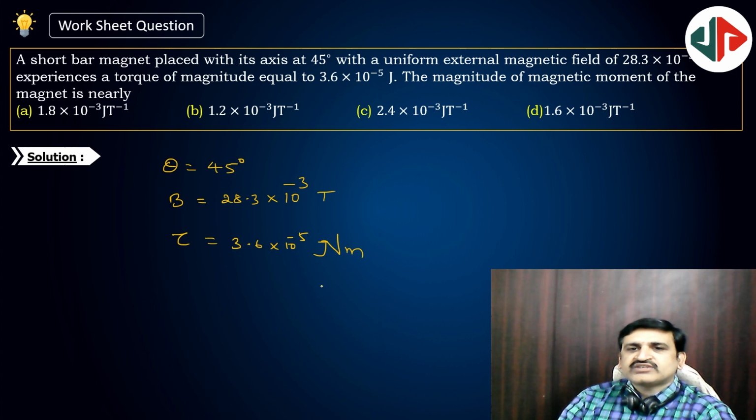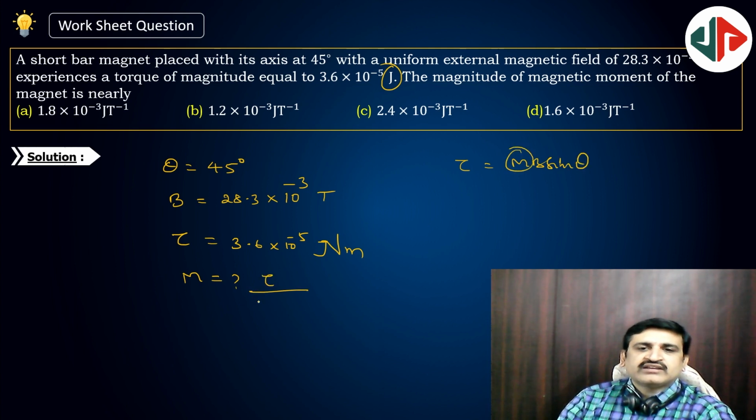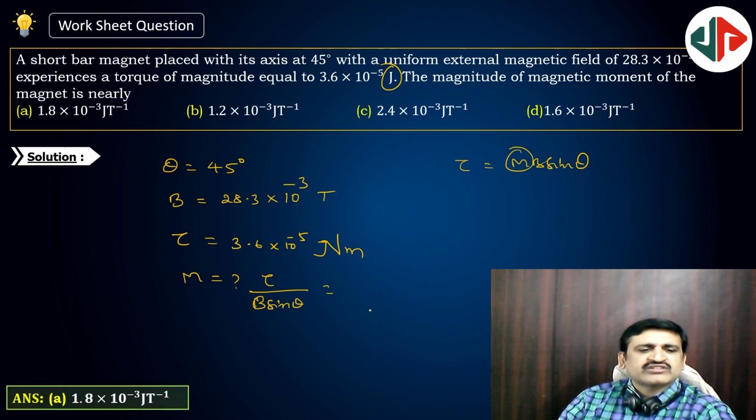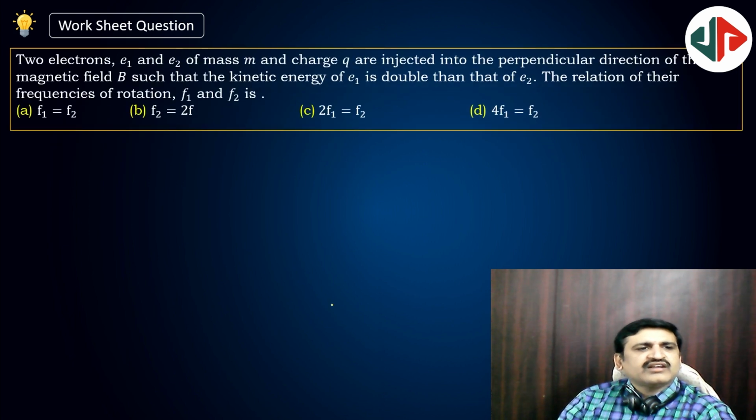And the magnitude of magnetic moment of the magnet, M, is equal to how much? You know, tau is equal to MB sin theta is our formula. So M is equal to tau by B sin theta, just substitution. Tau value, why should I waste time? You got it.